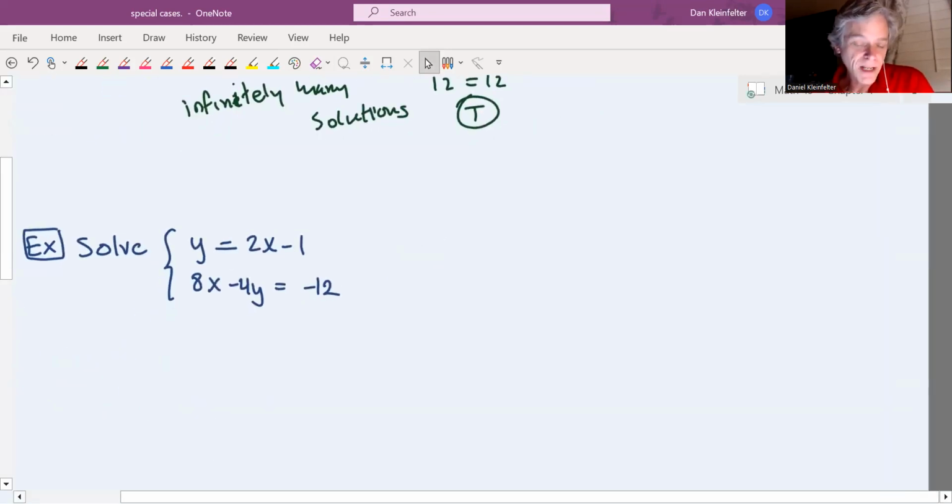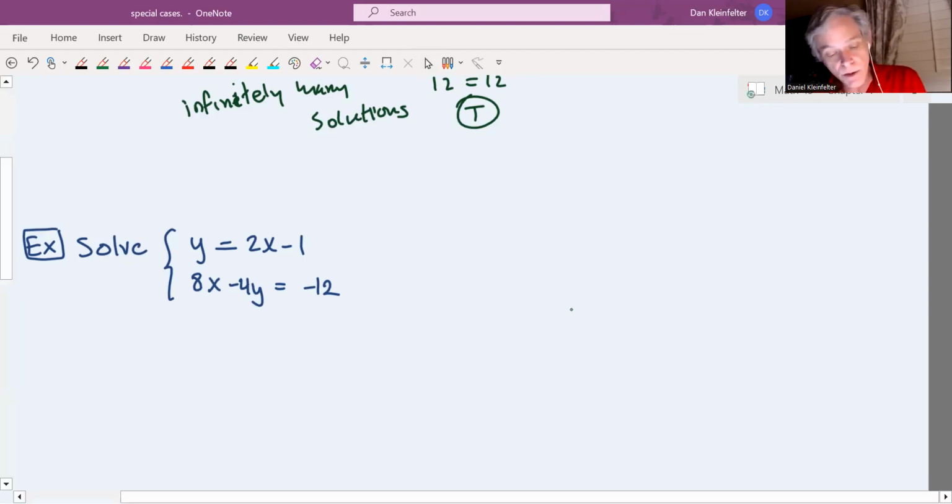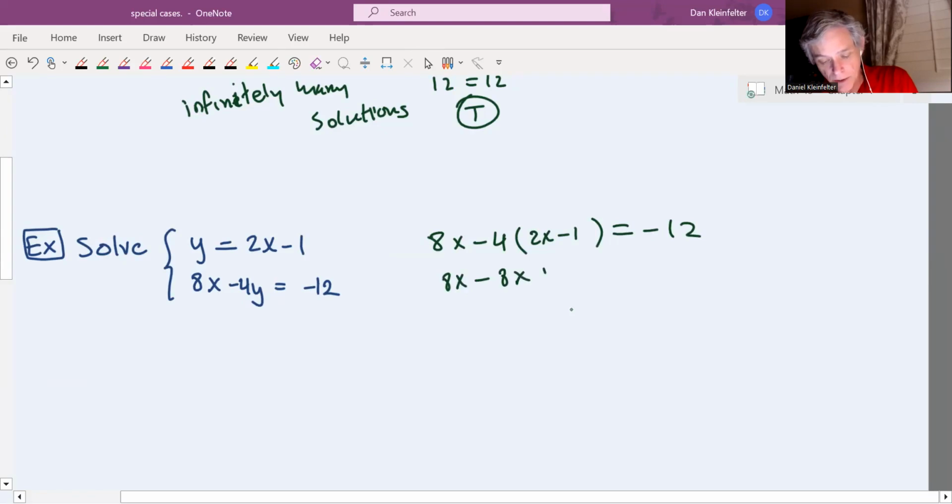Let's try the next one. Here we have y is 2x minus 1, 8x minus 4y is negative 12. So again, I'm going to use substitution for this because it's kind of set up for substitution. So we have 8x minus 4y is negative 12. Our y is 2x minus 1. That's 8x minus 8x plus 4 equals negative 12.